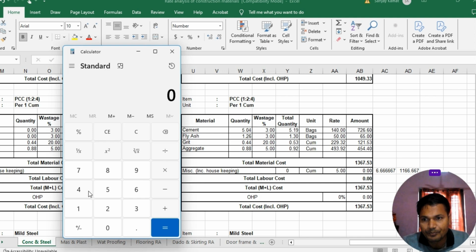Is 1367.53 coming or not? 700 plus 65 plus 121.53 plus 454.40, okay, equal to how much? 1367.53. Yes, 1367.53.